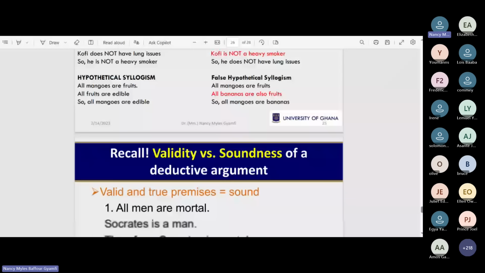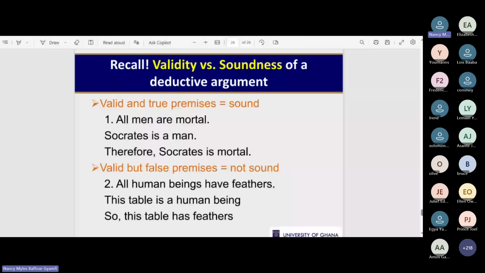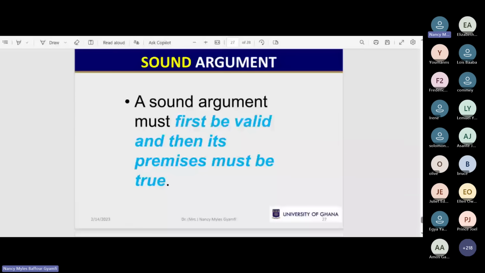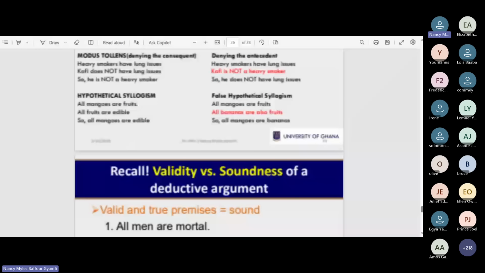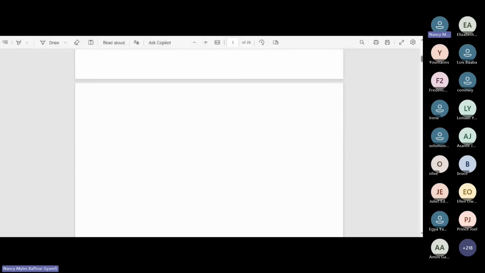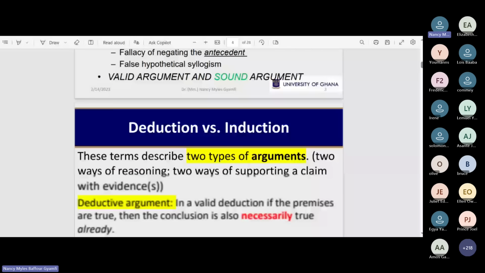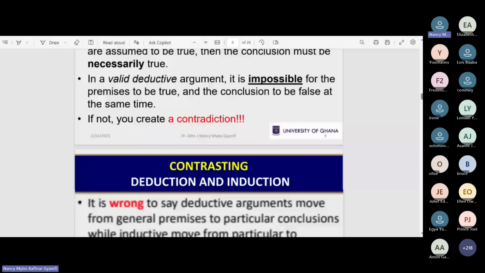See some more examples on validity versus soundness. I've already told you valid plus true premises is what we call soundness. Look at this one. You know it already. A sound argument must first be valid, then its premises must be true. And we are done with this. You see that I didn't touch on particular versus general and what have you. You will need that for unit 7, where we are looking at empirical content, verifiability, confirmability, and what have you. So we'll see it again.